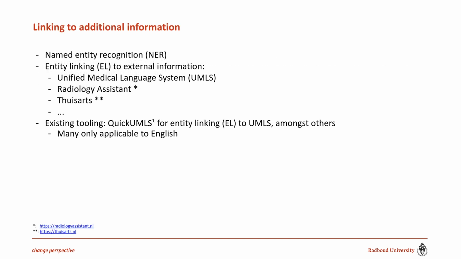What we want to do is first named entity recognition to detect interesting terms in the reports that we can clarify further. Then we want to link these entities to external information sources. Some examples of those sources are the Unified Medical Language System, or UMLS, and websites like Radiology Assistant or Thuisarts, which contain information that's a little bit more layman friendly.